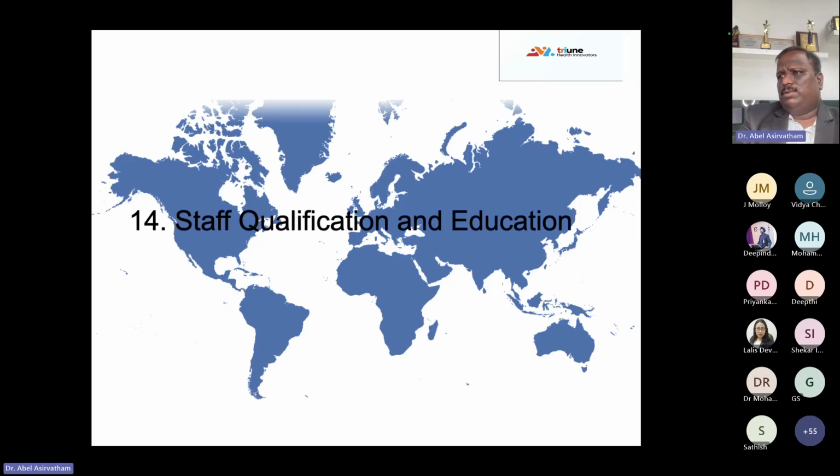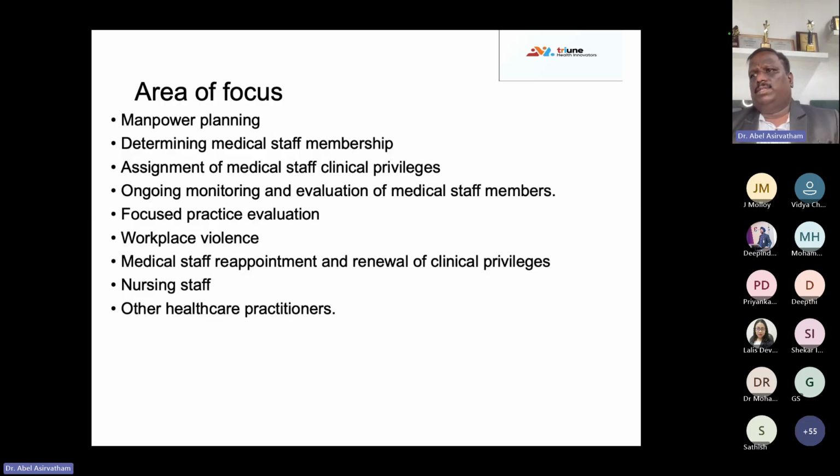Then 14th chapter talks about staff qualification education. It talks about the manpower planning. It talks about determining medical staff membership. Then it talks about the medical staff clinical privilege. Then it talks about the ongoing monitoring and evaluation of medical staff members. Focused practice evaluation is a new standard. Okay. Then again workplace violence comes. Okay, so workplace violence we saw in 4 chapters till now. Then it talks about the medical staff re-employment and renewal of clinical privileges, nursing staff, other healthcare practitioners.